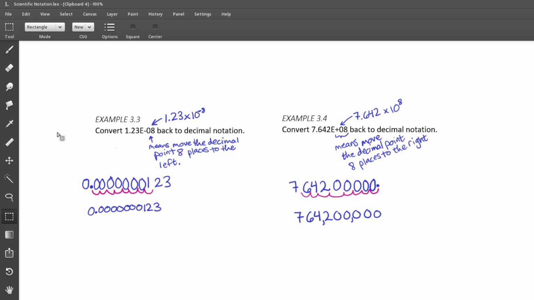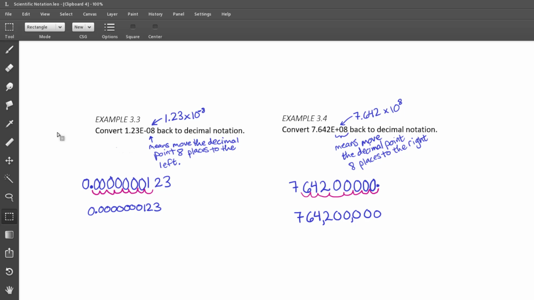Another way to remember this is that when your exponent is negative, your number should be small. Your exponent is negative, the number you end up with should be small. So that's why you're taking the decimal point to the left. In example 3.4, we also had an exponent of 8, but this time positive, so we're still stepping the decimal point by 8 places, but this time to the right.